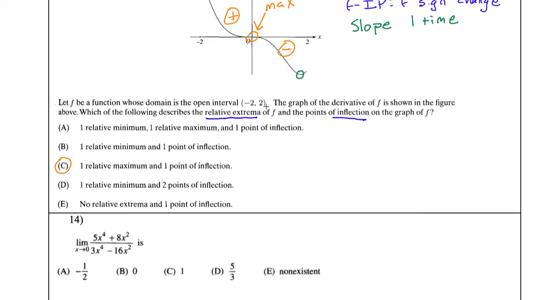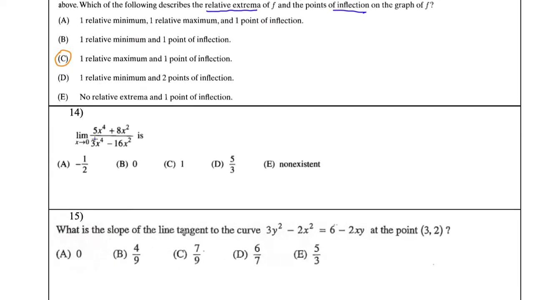All right, we're moving on to number 14. When I take the limit as x approaches 0, the first step is just plug it in. If I plug it in, I get 0 over 0, the indeterminate form. So you have 3 steps whenever you get 0 over 0: factor, cancel, plug in. So if I factor, I'm going to factor out an x squared times 5x squared plus 8. On the bottom, I can factor out another x squared times 3x squared minus 16.